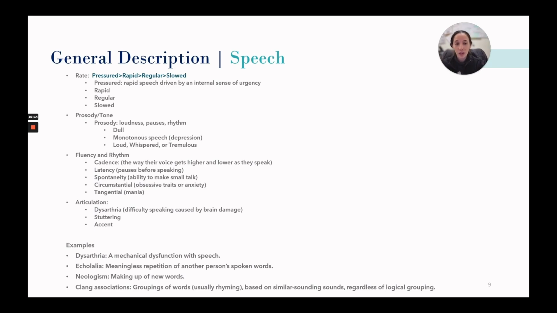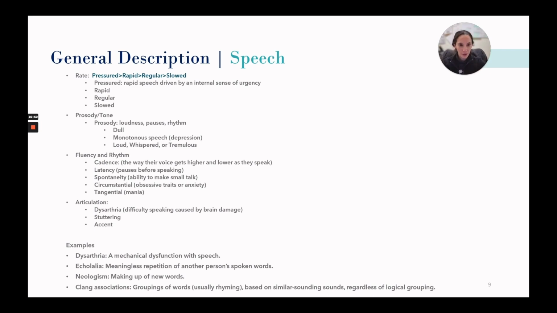They're just going to go on and on. Rapid is when they're speaking fast, but you can still get a word in and have a discussion with them. Then there's regular, and then they're slowed. Our tone and prosody, I don't know how you say this, is the loudness, our pauses, and our rhythm. So we can have dull, monotonous speech, which is a depression. There isn't that kind of change in tone.